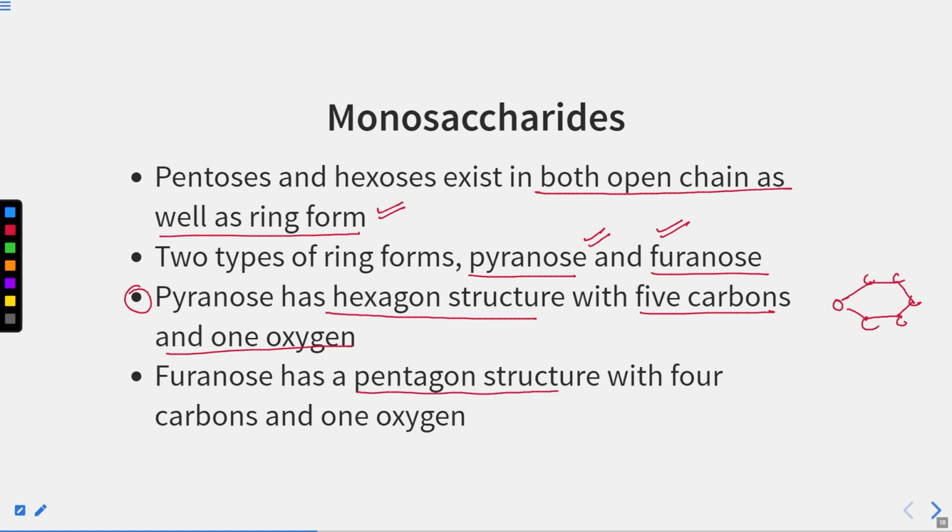Furanose has a pentagon structure like this, meaning 4 carbon. These corners show the carbon and this is 1 oxygen. So this is the furanose ring and this is the pyranose ring. Two types of ring structures are there. Both pentoses, meaning 5 carbon monosaccharides, and hexoses, 6 carbon monosaccharides, have both these ring structures, the pyranose and furanose, right?